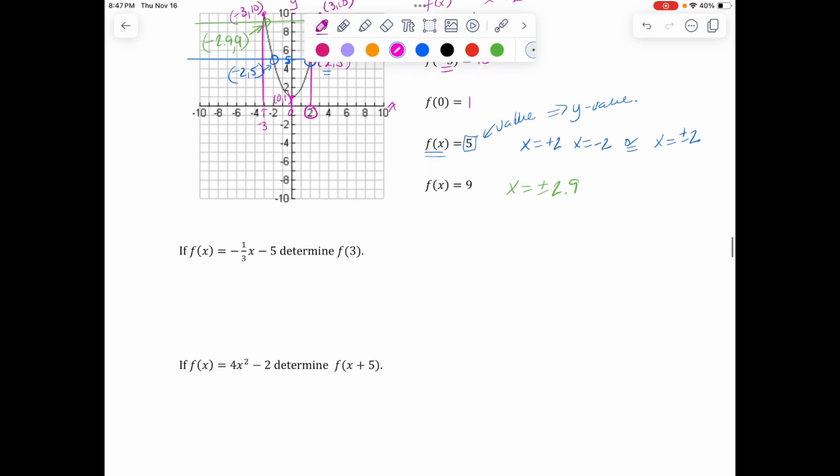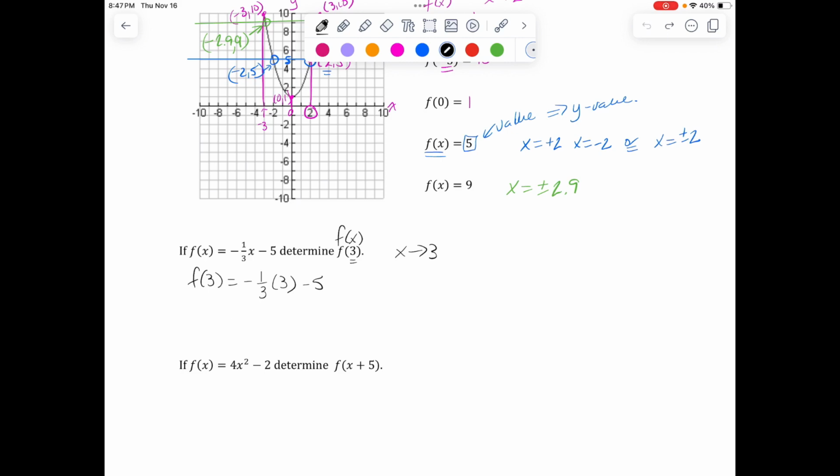Now this next question here, f of x is negative 1/3 x minus 5. So there's our function. We're asked to find f of 3. If I think of f of x, x is replaced with 3. So I'm going to put a 3 in wherever I see an x. So f of 3 is negative 1/3 times 3 minus 5.